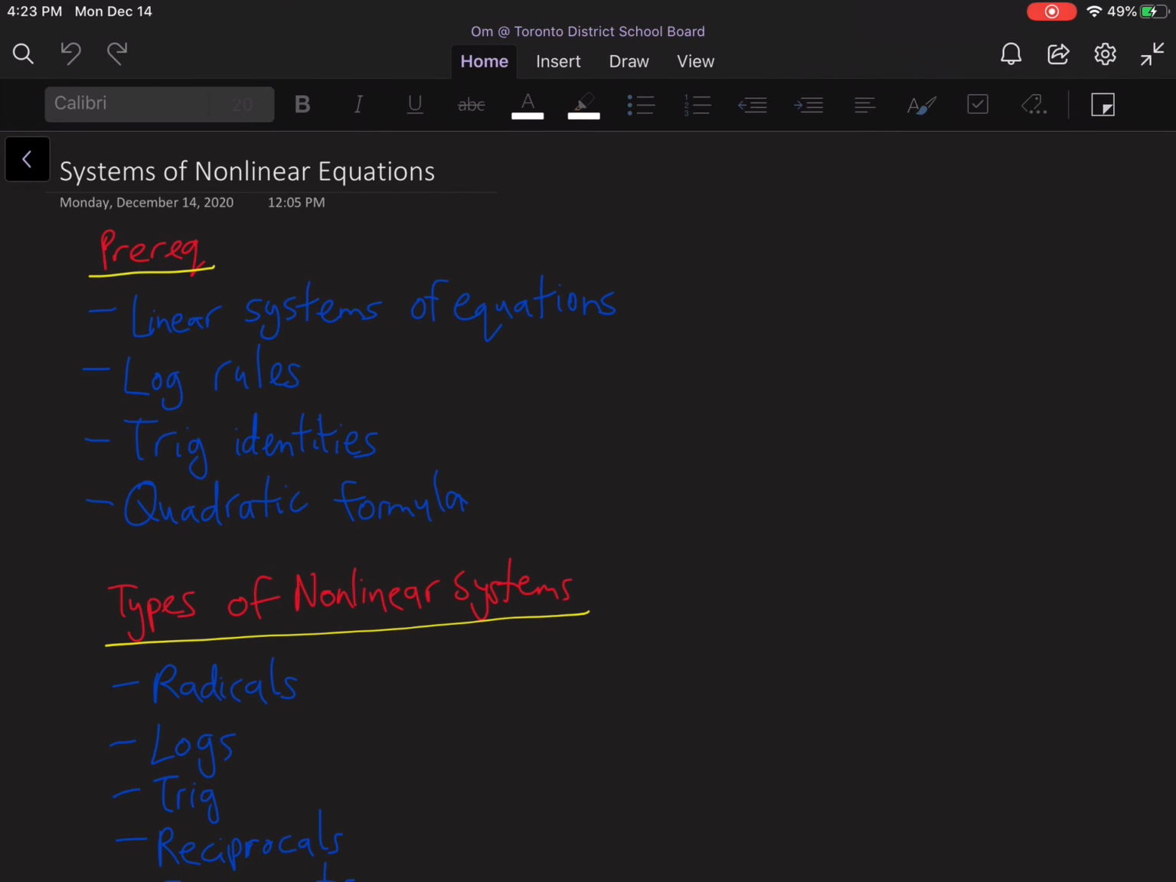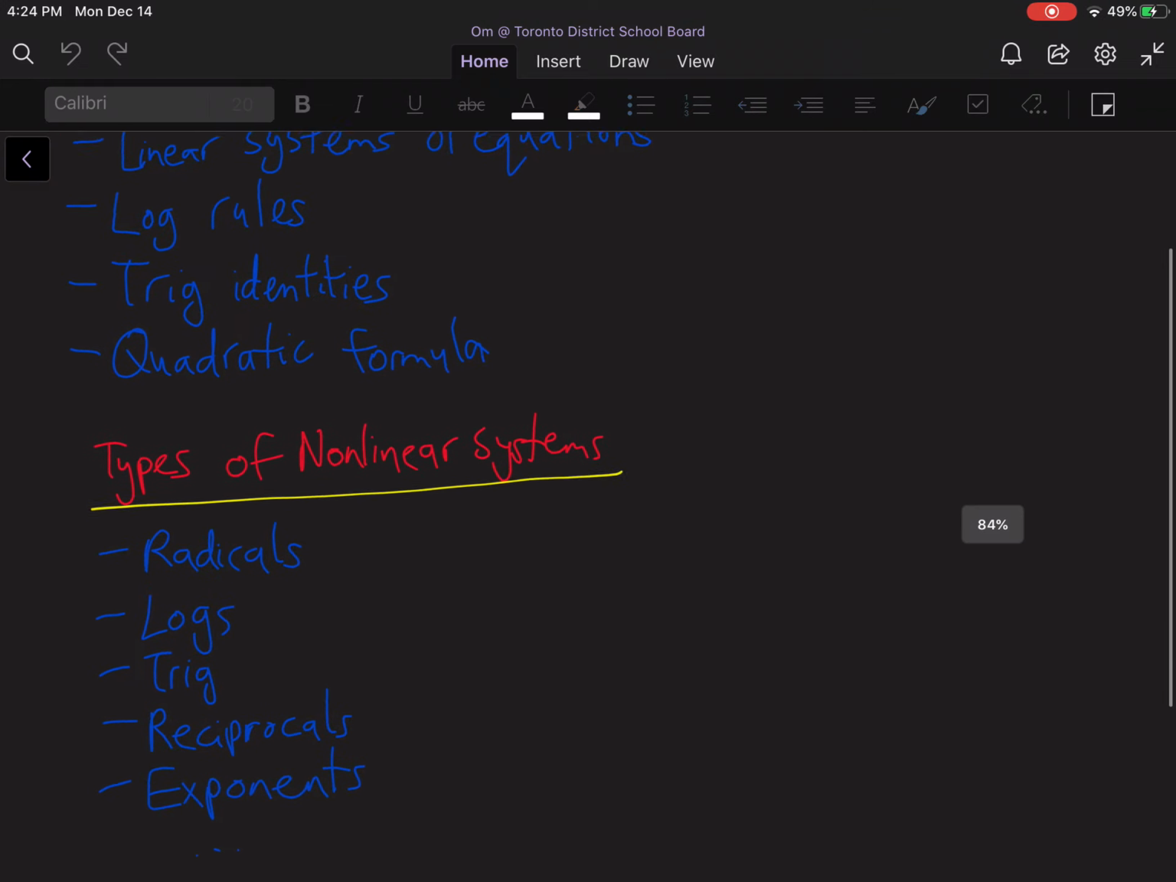Hello, today I'm going to be teaching you how to solve systems of nonlinear equations. So here are a couple of prerequisites before you start this lesson. First, you should know how to solve linear systems of equations. Then log rules, trig identities, and the quadratic formula are also things you should brush up on.